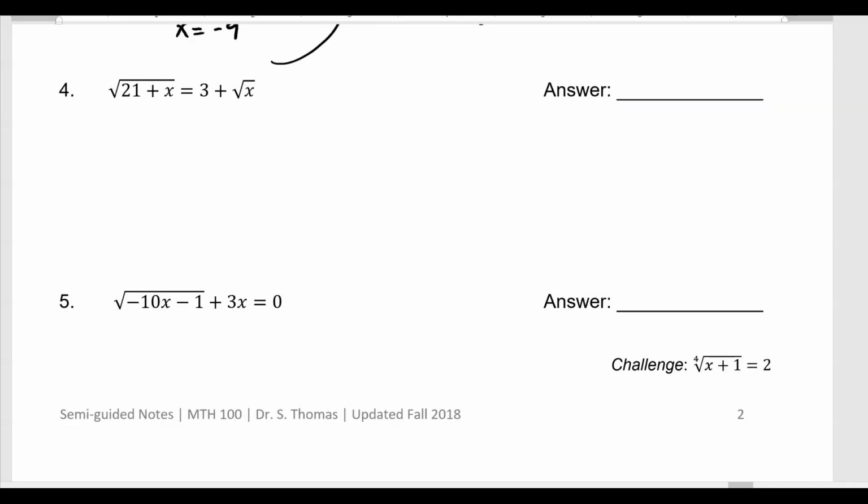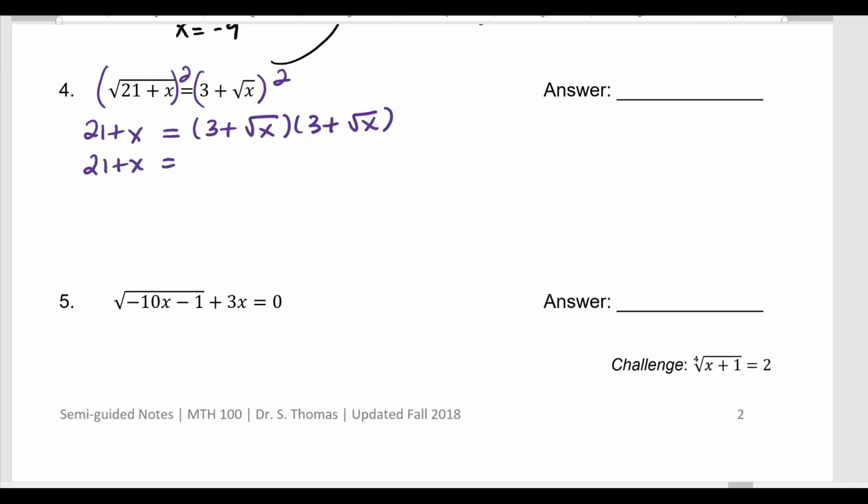This is a little bit more complicated because notice that we have radicals on both sides. It's best to have one radical on one side and the other radical on the other side if you happen to have two radicals. So we will square both sides still here, and then we'll just get that 21 plus x on the left side, which is good. But since this is a binomial on the right side, please note that you will have to FOIL all that out. I know that's complicated, but you're going to have to do it.